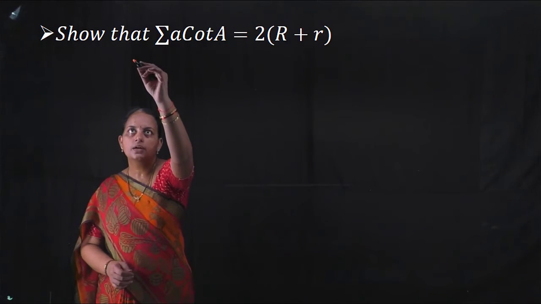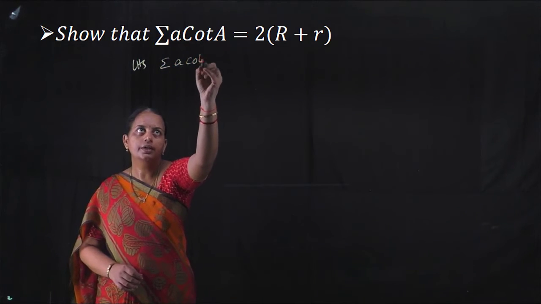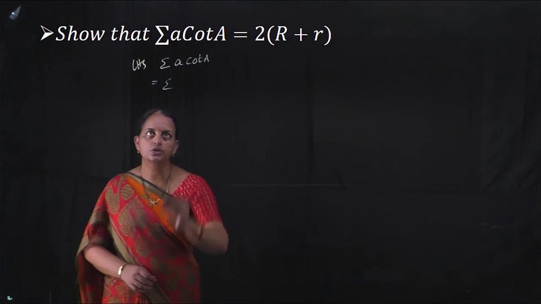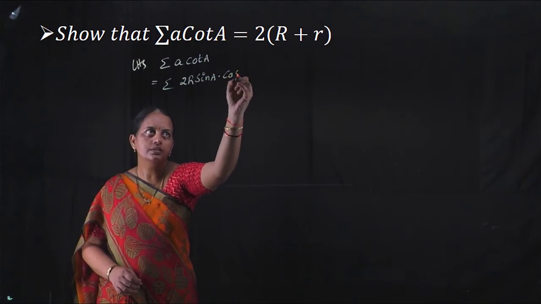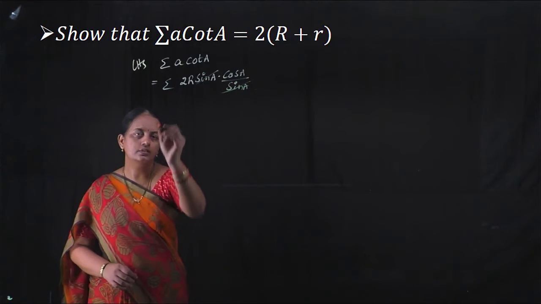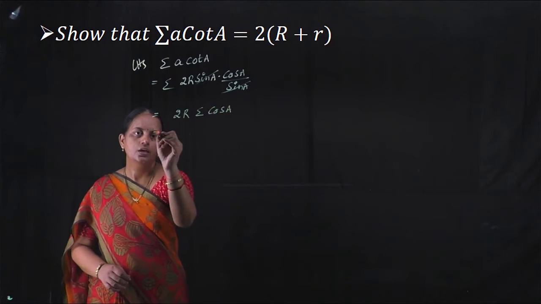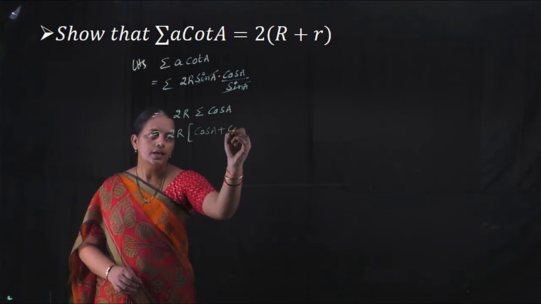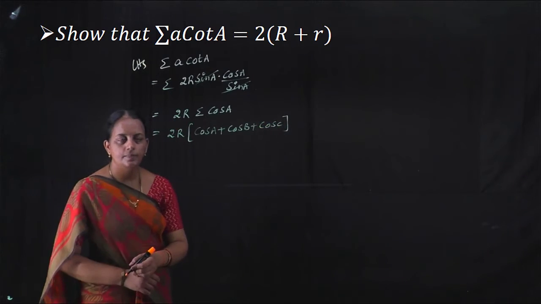Consider the LHS part, that is sigma A cot A. It can be written as sigma. From sine rule we know that small a is equal to 2r sin A into cot A means cos A by sin A. Here sin A gets cancelled. This is equal to 2r into sigma cos A. From this we can write 2r into sigma cos A means cos A plus cos B plus cos C.